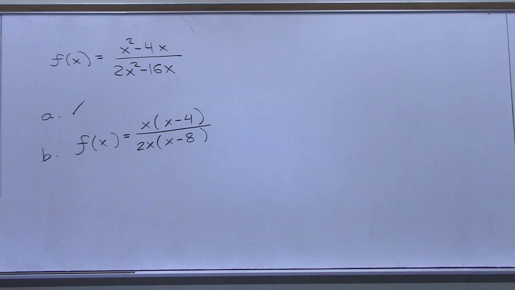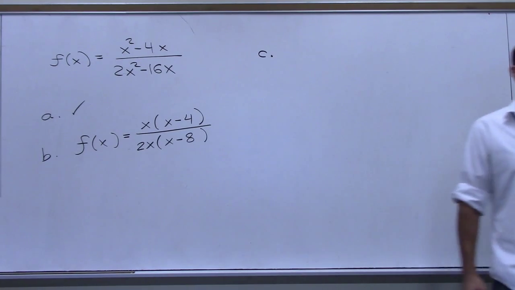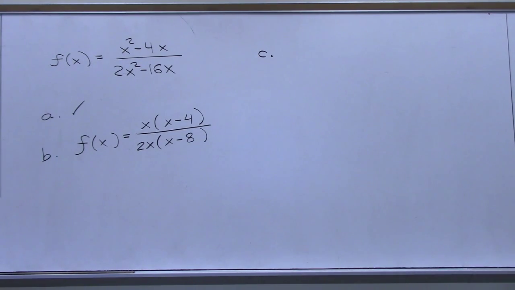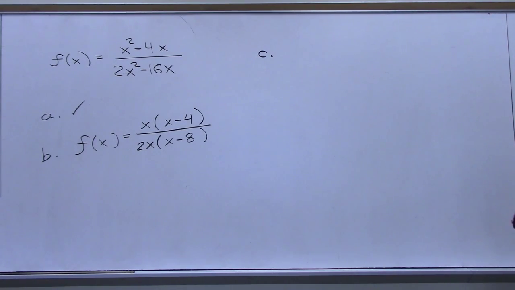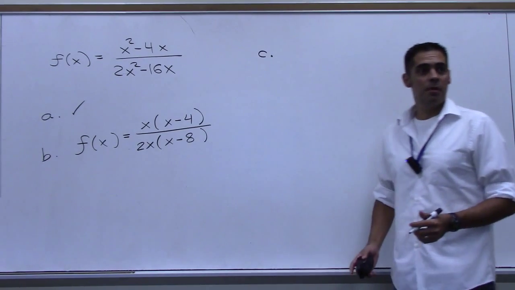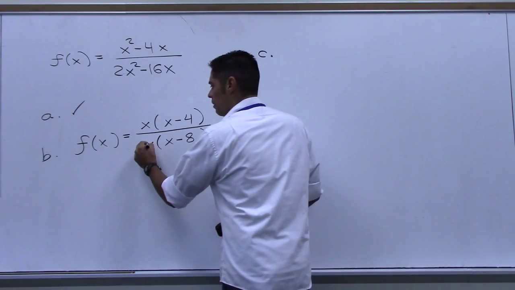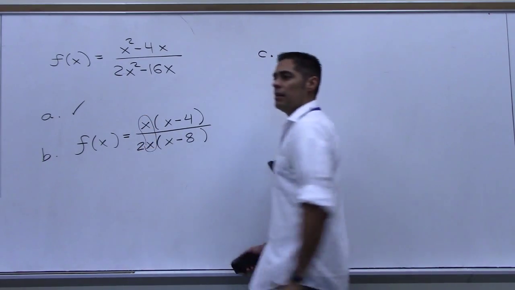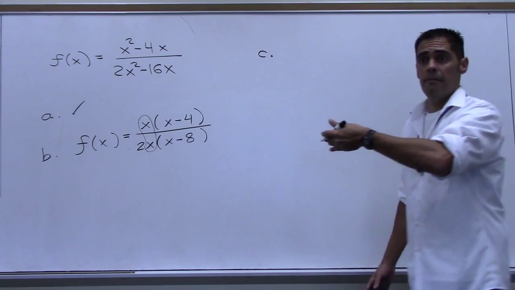All right, so now we move on to step C. Step C says, look for common factors. If you have them, cancel them out, but remember you're going to have a hole wherever that common factor is. So, do we have any common factors? No. You sure? There's not something we can cancel, top and bottom? The x, right? x over x. That's a common factor. So you can cancel them out, right? What did you say?